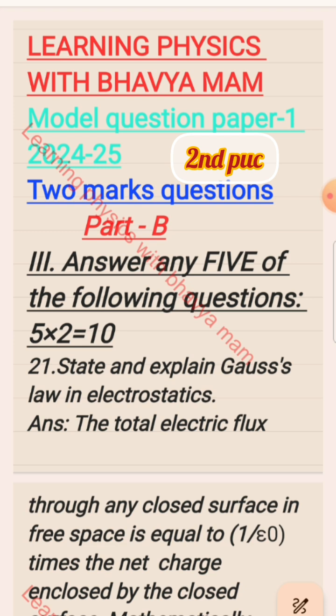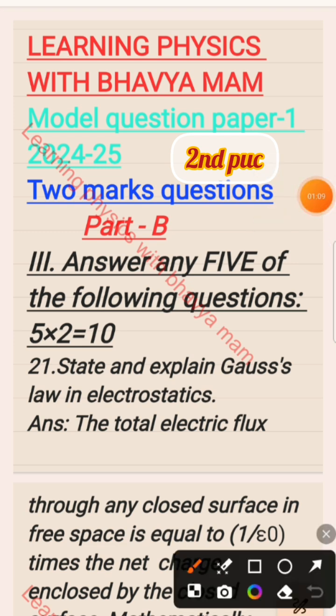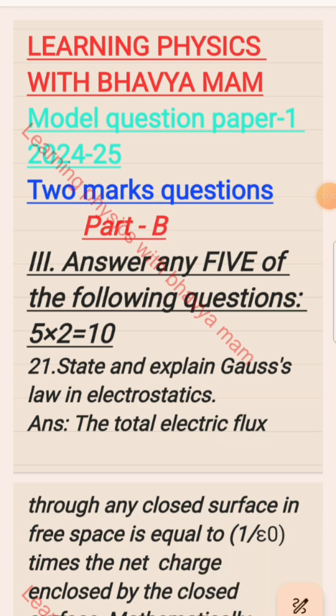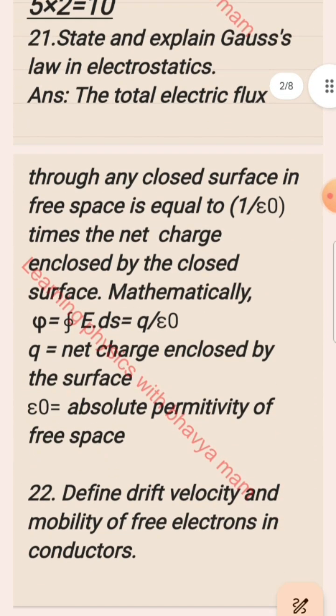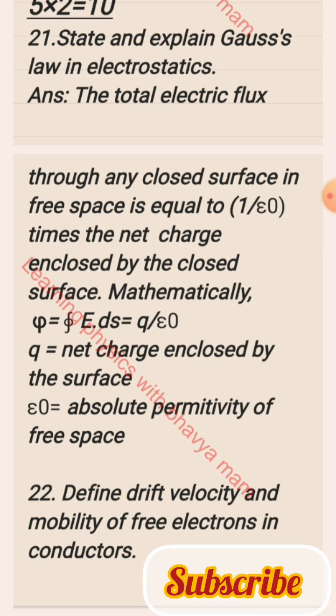So the answer is: the total electric flux through any closed surface in free space is equal to 1 by epsilon naught times the net charge enclosed by the closed surface. So here this is a statement, which carries 1 mark, and the explanation is 1 mark.